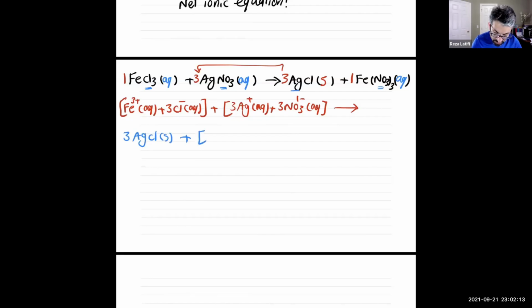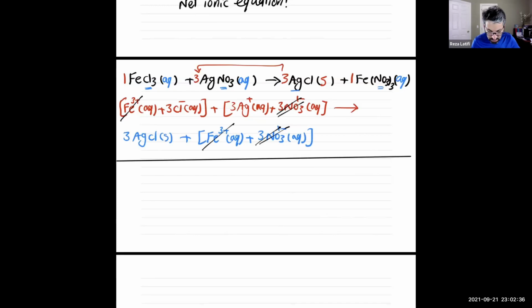Then we write the last one as iron plus 3 nitrates. Plus common stuff. I see 1 iron by 1 iron, 3 nitrates by 3 nitrates. We are left with 3 chloride ions plus 3 silver ions. We get 3 silver chloride.